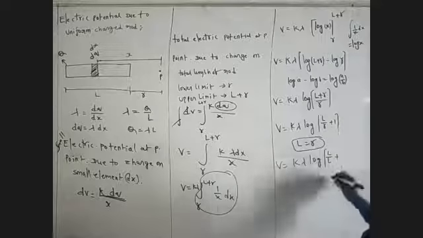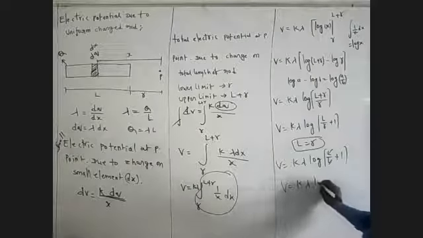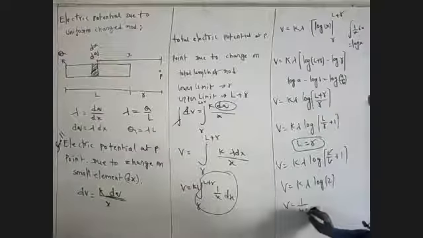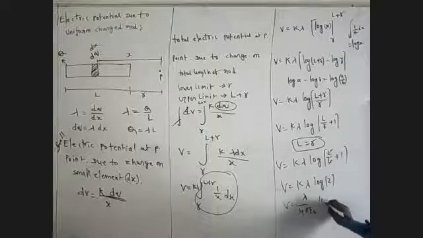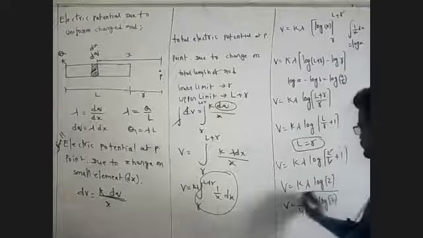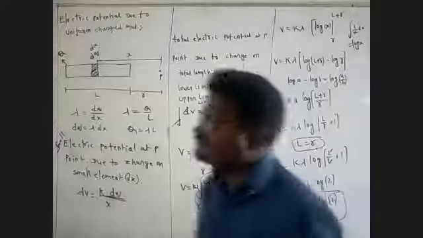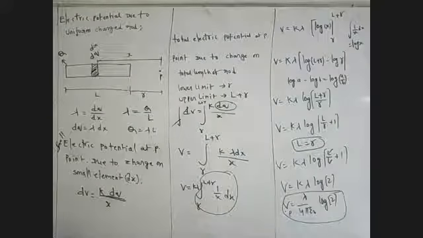L is equal to R, so you take L and cancel. So V is equal to k lambda log 2. With log 2 value, V is equal to 1 by 4 pi epsilon naught lambda log 2. That is your electric potential at the P point. This is the derivation.